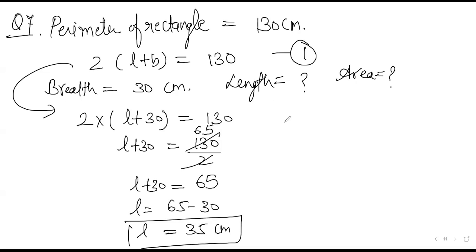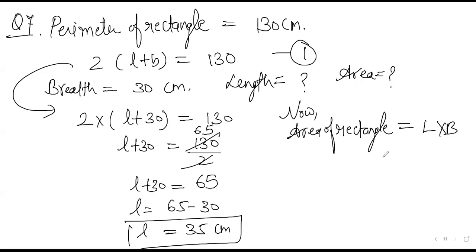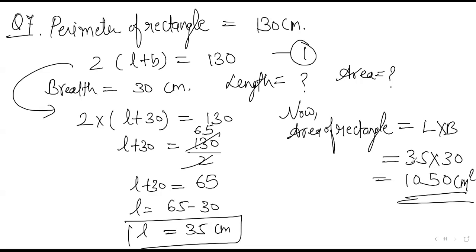Okay, so now the area of the rectangle, that is L into B, very easy. So L is 35, B is 30. It gives you 3 fives are 15, the 0 is coming, I'm multiplying with 3 only. 3 fives are 15, 1 carry, 3 threes are 9, 1 makes 10. So 1050 centimeters square is the area of that rectangle. Okay.